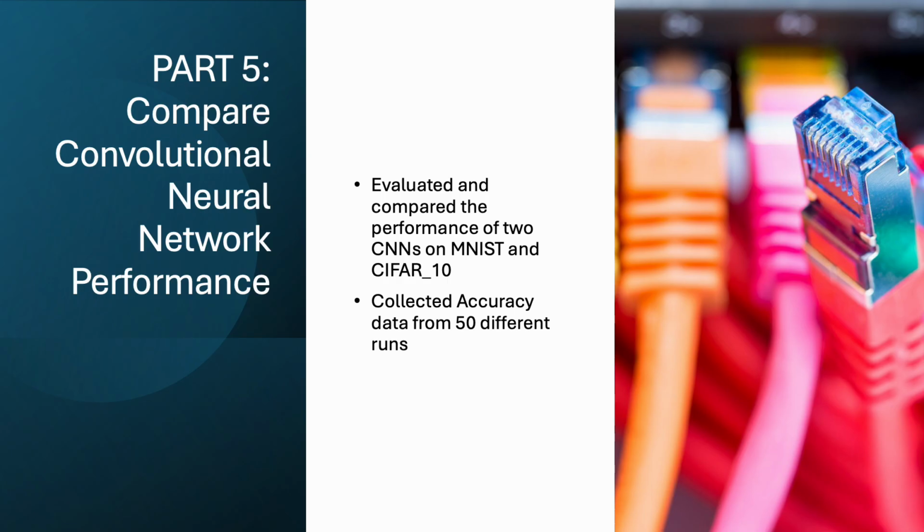Part 5. In part 5, we compare the convolutional neural network performance. In this part, I compared the performance of 2 convolutional neural networks on 2 popular image classification datasets, MNIST and CIFAR10. The purpose of this is to collect the accuracy data from 50 different runs for each of the datasets. I also analyzed any gaps in performance between the 2 CNNs trained on the 2 datasets.